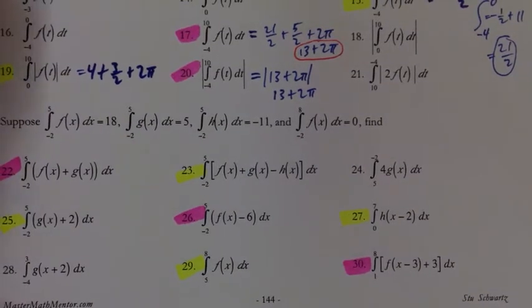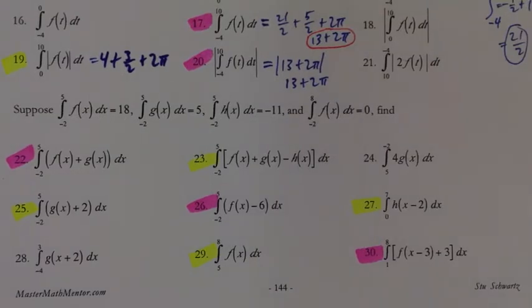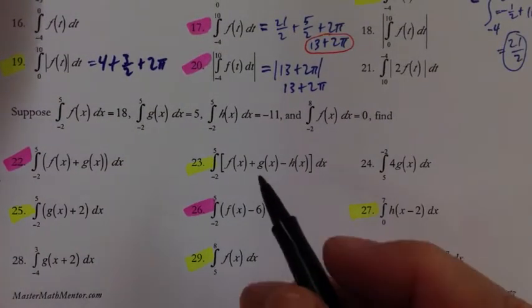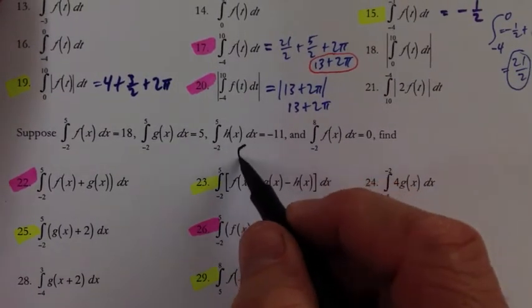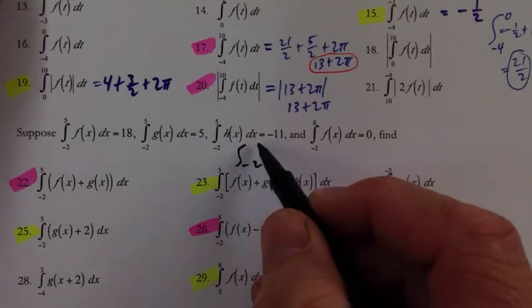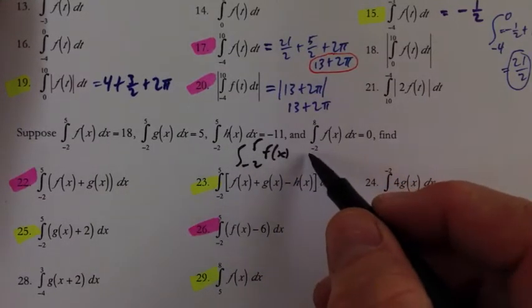Alright, so here we go for this last section of problems. We've got the integral of a sum, and it's just the sum of the integrals. Okay, so that's one thing that is important to understand. So we have the integral from negative 2 to 5 of f of x, and I'm going to use shorthand here.